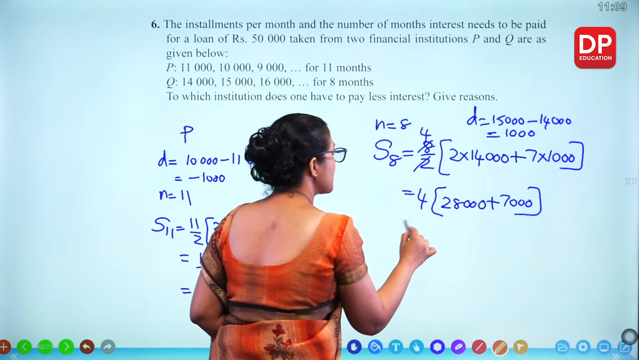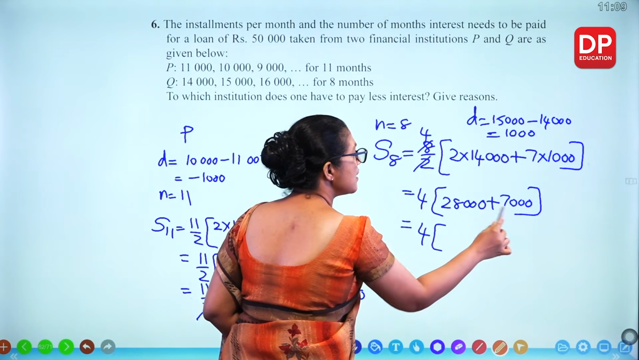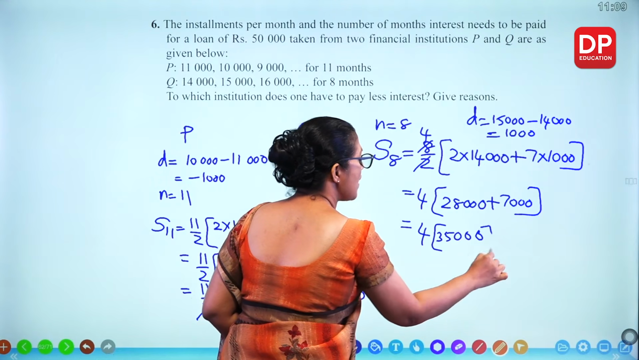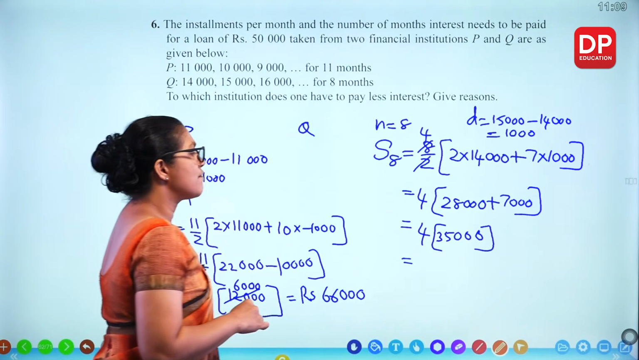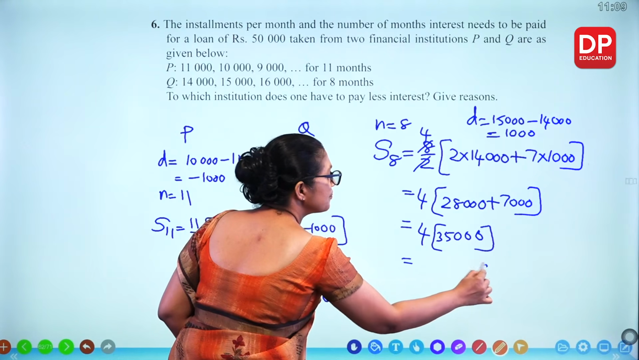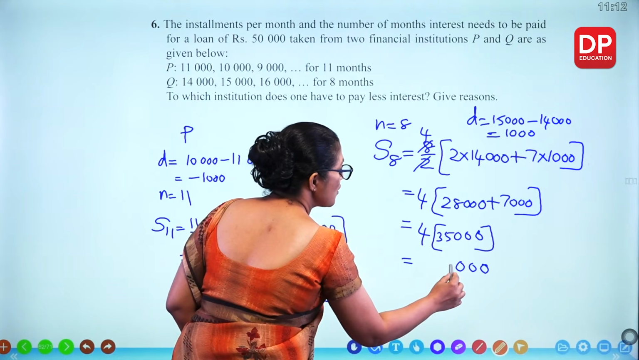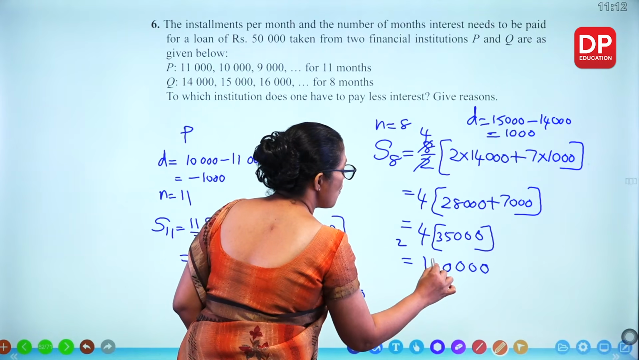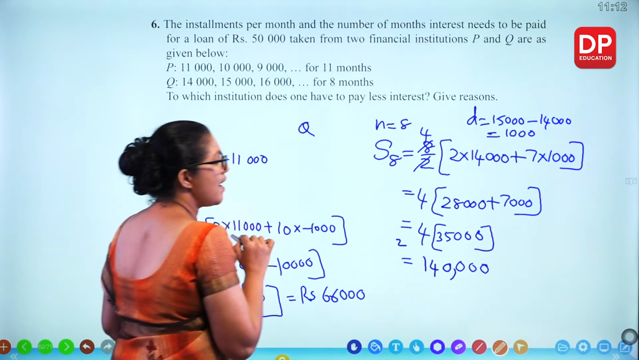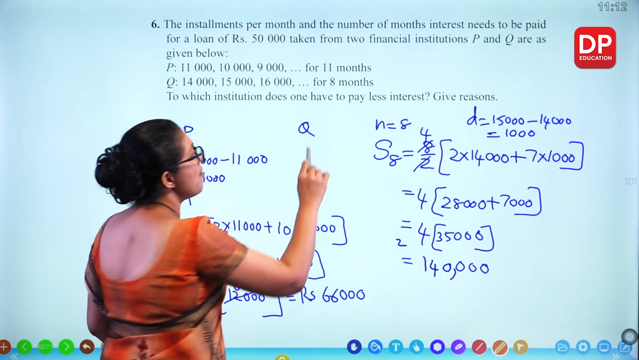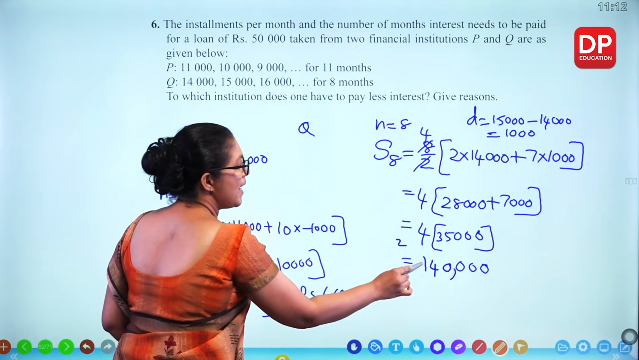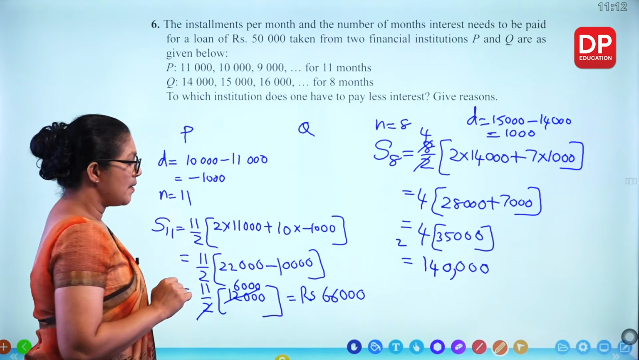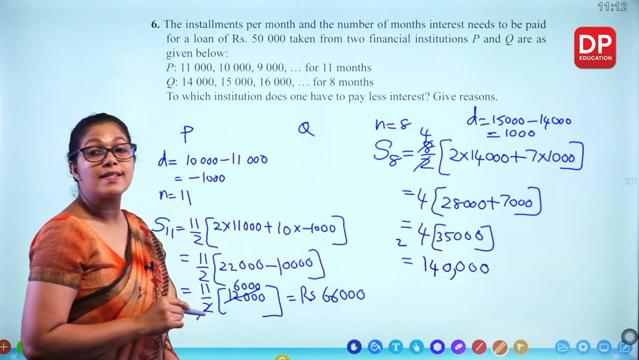So what's the answer? 4 times 35,000. 4 times 35,000 is 4 times 5, 20, remaining 4 times 3, 12, plus 2, 14. So 140,000. Now method Q pays 140,000 rupees and method P has to pay only 66,000.